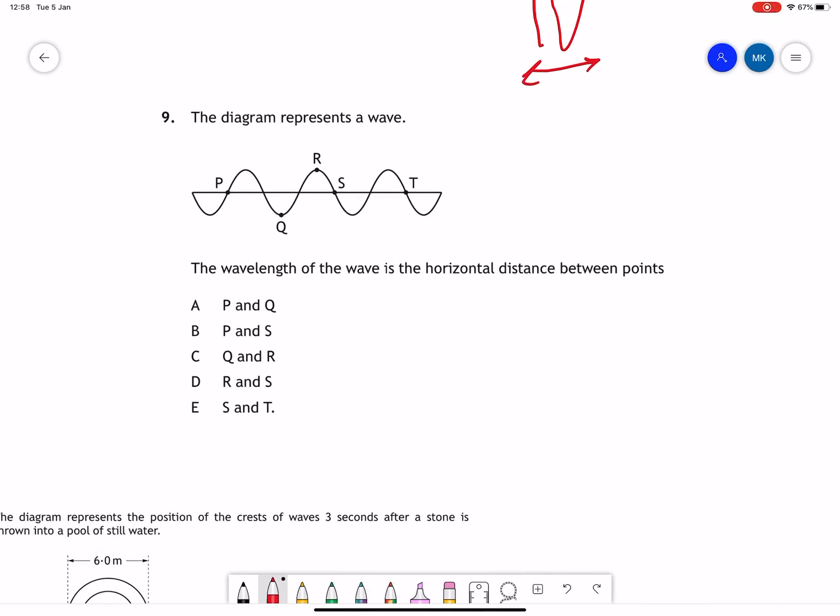Right, you need to pick out where the wavelength of this is. Remember, wavelength can be from peak to peak. It can be from trough to trough, or it can be from the start of a wave to the start of the next wave. So it goes positive and negative, or it can be from the end of a wave to the end. So you've got a complete wave there, negative and positive. So it's between S and T. So the answer is E.